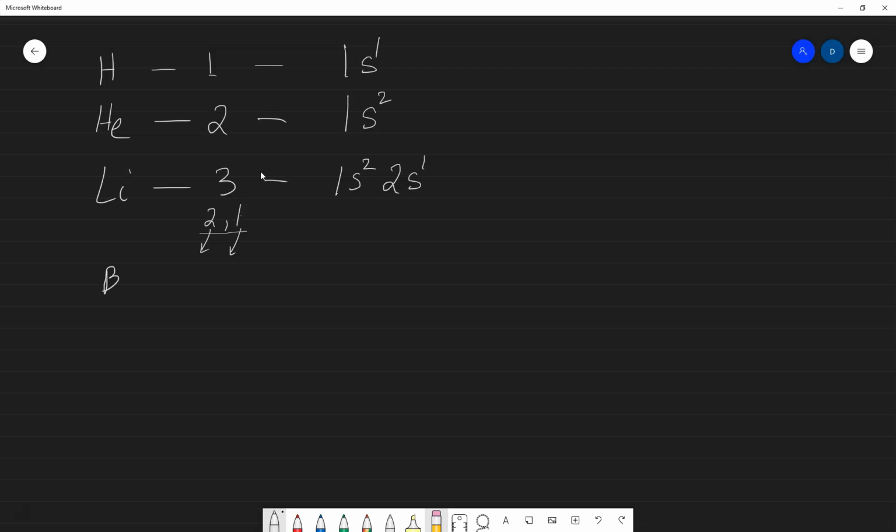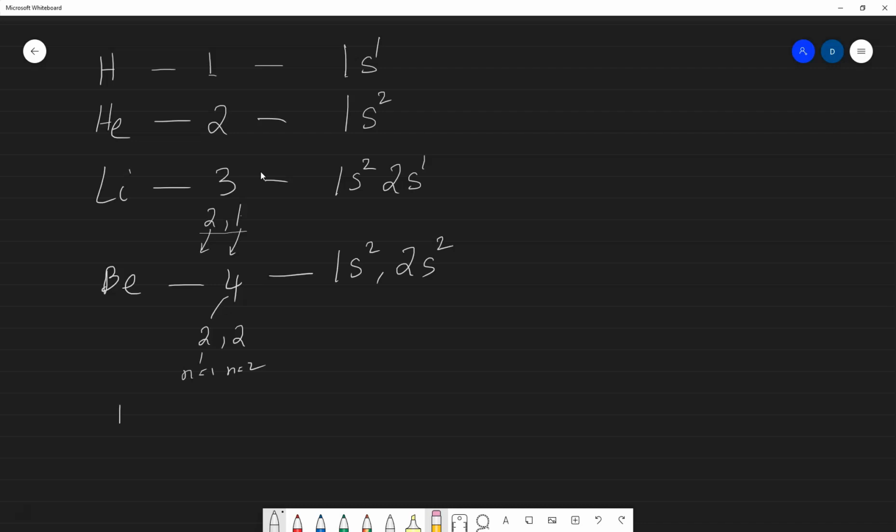You got beryllium, which is 4 electrons. Now again in GCSE we write 2, 2. This is shell number 1. This is shell number 2. So in the first shell you got only the S subshell, which has got 2 maximum, and in the second shell the other 2 electrons will go. So 1s2, 2s2.